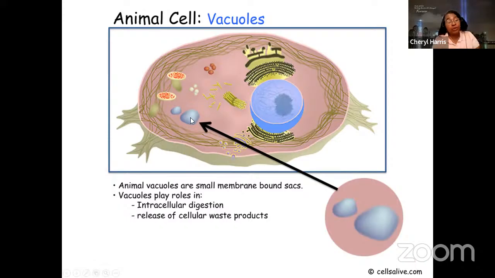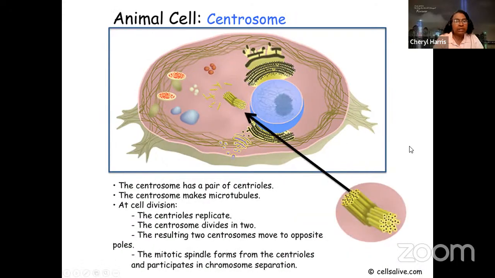So a vacuole can be moved to the edge of the cell, collect a substance that it wants to have in the cell, and then move back in and carry it where it needs to go. Because not everything nicely flows through the cell membrane.